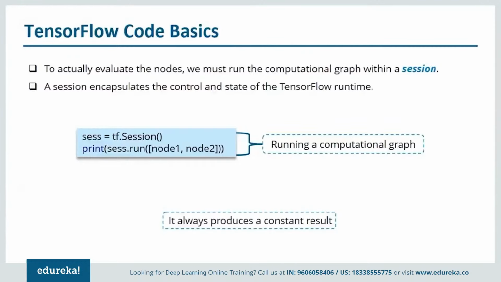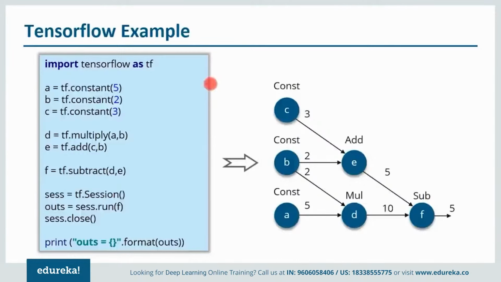Now let me explain it to you with one more example. This is one example in which we take 3 constant nodes A, B, and C, and we perform certain operations like multiplication, addition, and subtraction. And then we run the session, and then we finally close it. This is the diagram of how it looks. So we have 3 constant nodes, C, B, A. A contains value 5, B contains 2, similarly C contains 3. First we add C and B, then we add B and A. Then we get 2 other nodes, E and D. And then from that E and D, we are going to subtract both of them, and then we get the final output. Now let me go ahead and execute this practically in my PyCharm.